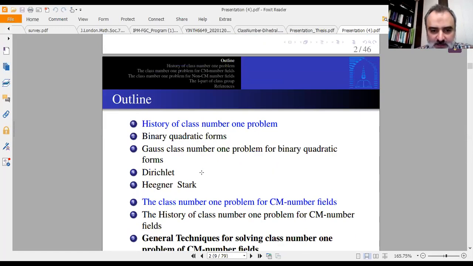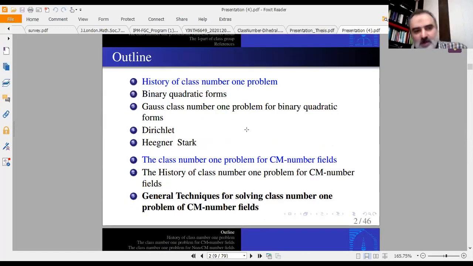These are the topics that I will probably spend some time on today. First, I have to describe what I mean by small class number problem. For example, I'm gonna tell you about the history of the class number one problem that dates back to Gauss. And then I'm gonna follow the historical development of the problem, go to Dirichlet and the work of Heegner and Stark. And then I'm gonna talk about the generalization of this problem. So here you see the class number one problem for complex multiplication number fields. And then discuss some general techniques for solving the class number one problem for complex multiplication number fields.